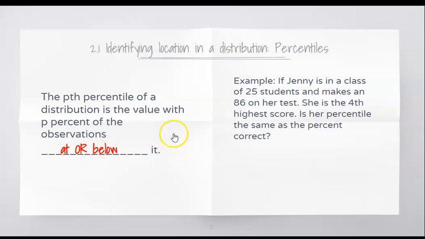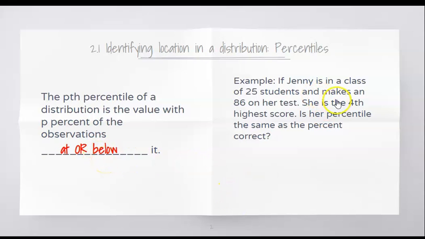Okay, this happens all the time with SAT, ACT scores. Let's say you're at the 85th percentile. That means 85% of the people scored what you did or below what you did. Okay, so it's at or below. It's both of those things. It could be both of those things.